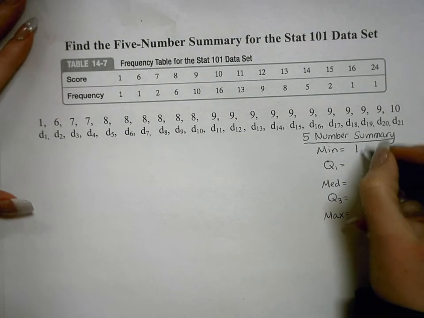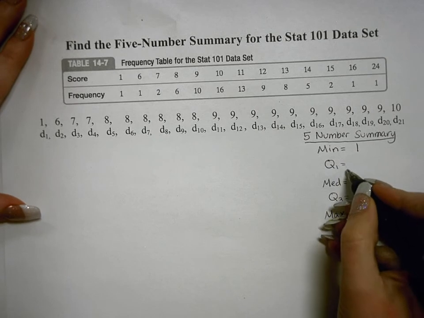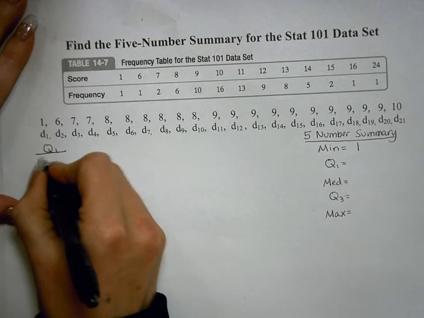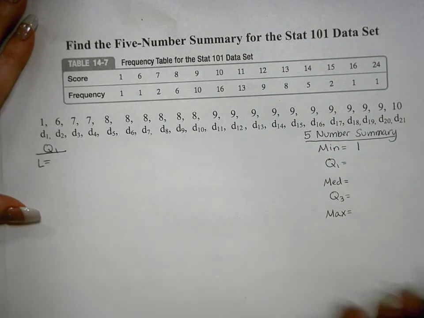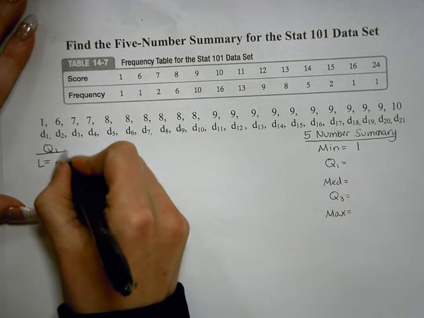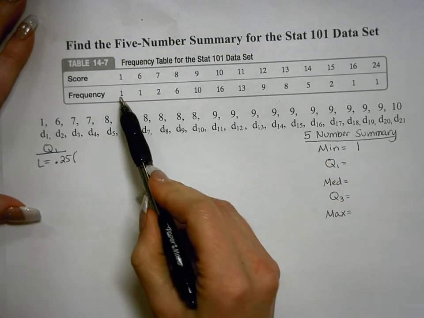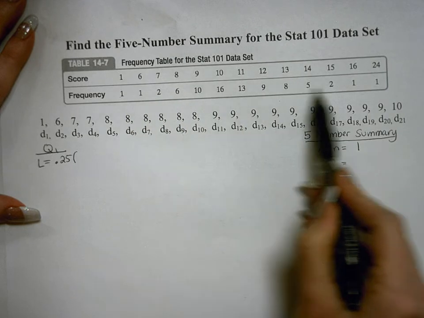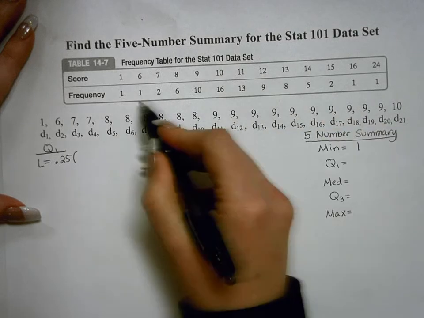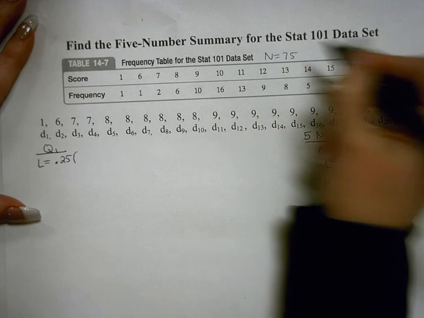After that, we are going to find quartile 1, which is the 25th percentile of the data. Whenever we're finding percentiles, we have to find the locator. The locator is found by taking the 25th percent and converting it to a fraction, so 0.25, and then multiplying it by n. Well, right now I don't know what n is, but that's no big deal. If I just add up all of the frequencies, that will tell me what n is. I've already done this. I went 1 plus 1 plus 2 and so on. I've added all these up, and it actually ends up being 75. So that means that n equals 75.